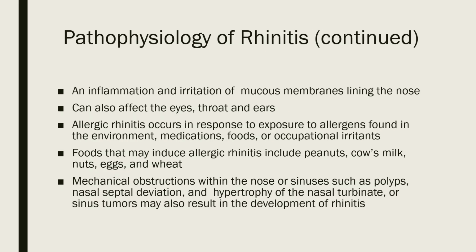So, an inflammation and irritation of mucous membranes will line the nose. This can also affect the eyes, the throat, and the ears. Allergic rhinitis occurs in response to exposure to allergens that are found in the environment, medications, foods, or occupational irritants. Foods that may induce allergic rhinitis include peanuts, cow's milk, nuts, eggs, and wheat. Mechanical obstructions within the nose or sinuses, such as polyps, nasal septal deviation, hypertrophy of the nasal turbinate, or sinus tumors, may also result in the development of rhinitis.